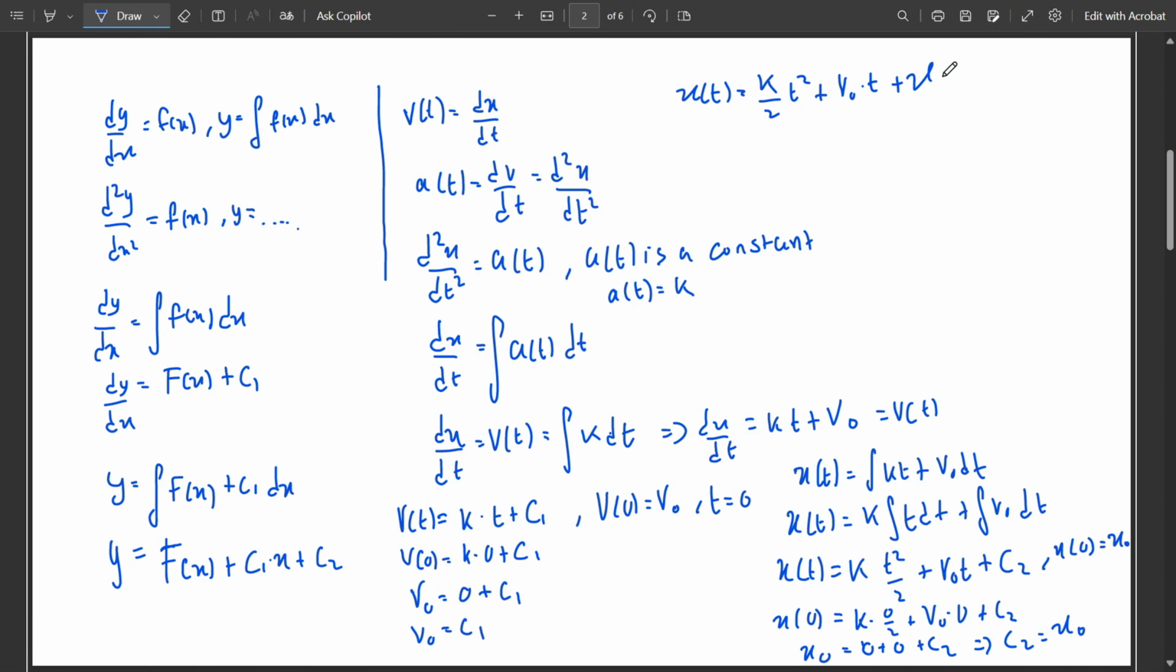It's our x initial. Wow. X initial. Okay, that's nice. That's our solution here: x of t equals k over 2 t squared plus v sub 0 times t plus x initial. Okay, let's move on to the examples.